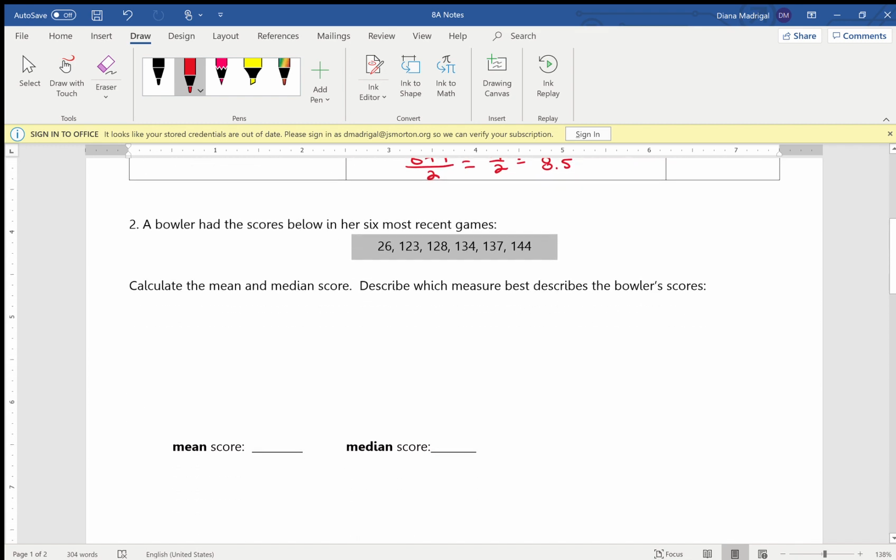And again, it's like the example I just did. It says the bowler had the scores below in his 6 most recent games: 126, 123, 128, 134, 137, 144. As you notice, they are in order already, so I don't have to rearrange them. We have to calculate the mean and the median score. Describe which measure best describes the bowler's score.